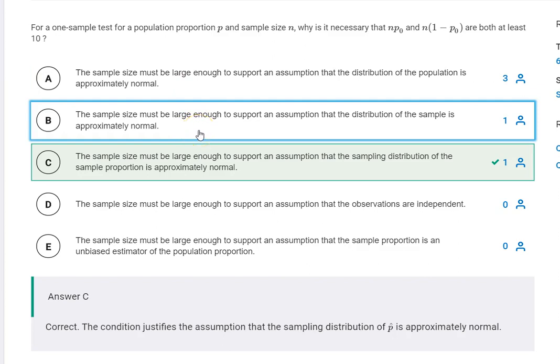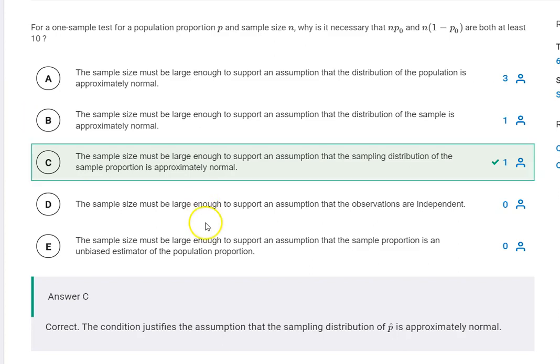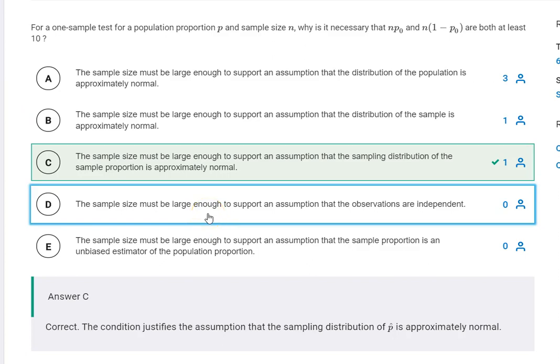The sample size must be large enough to support an assumption that the distribution of the sample is approximately normal. If the distribution of the sample is approximately normal, that can be a support for saying for the mean that we think the distribution of the population could be plausibly normal. But once again, it doesn't matter how large the sample is, it would just be the shape that we would be concerned with. The sample size must be large enough to support an assumption that the observations are independent. Independence would be coming from a sample being less than 10% of the population, not a larger sample.